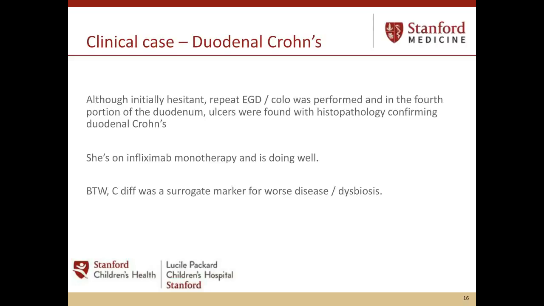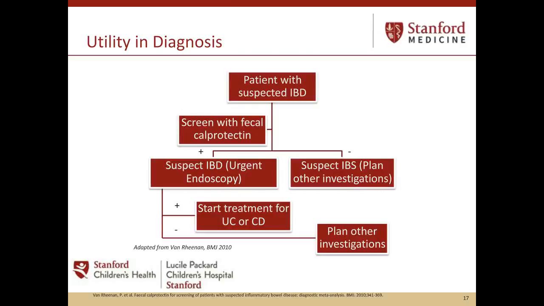If you don't know, C. diff can occur in the context of inflammatory bowel disease, and it means that it is possibly a worse type of inflammation going on inside the intestines. So this is how I think about the decision tree to undergo the colonoscopy and trying to figure out when calprotectin is helpful. So a patient comes in with suspected inflammatory bowel disease or irritable bowel syndrome. I do the screening for fecal calprotectin, and I undergo the endoscopy, or if the calprotectin is very low, I keep on following the patient.